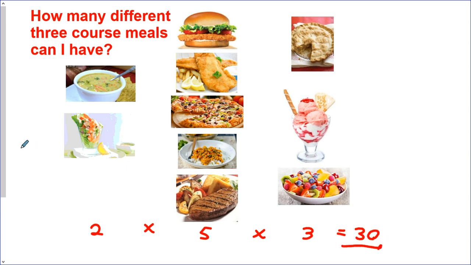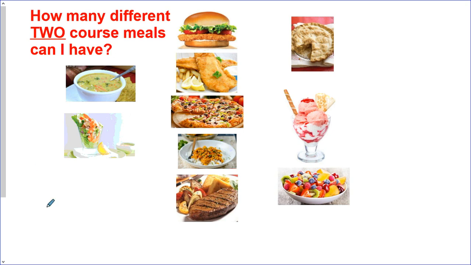Let's look at a slight variation on that. How many different meals could I have if I only have 2 of the courses? Now, first up, we'll just look at having 2 courses, but in a sort of standard order. So for example, either a starter and then a dessert, or a main and then a dessert, or even a starter and then a main.